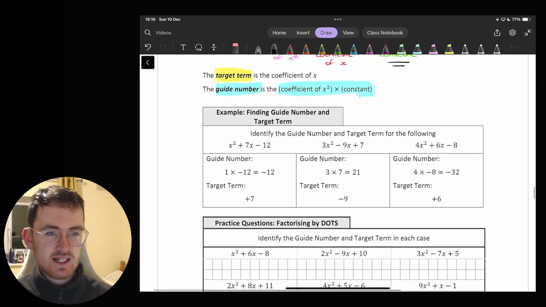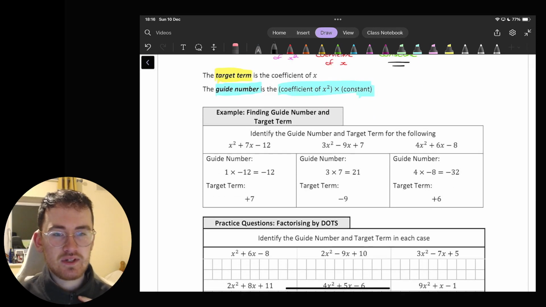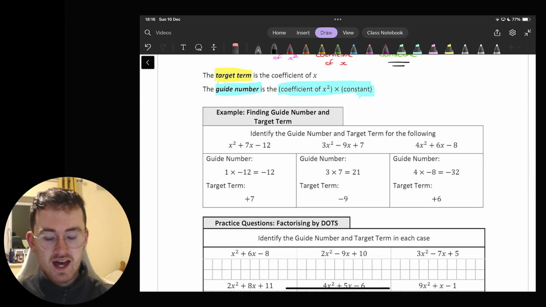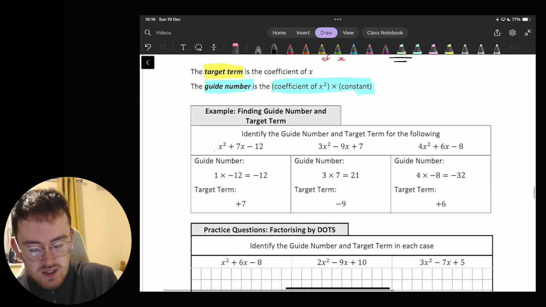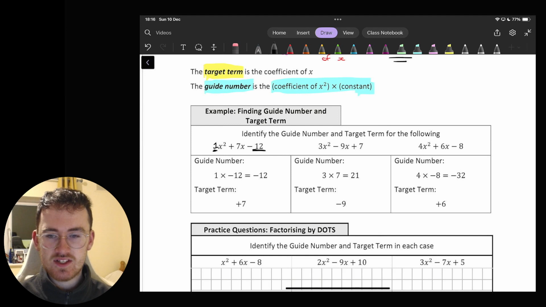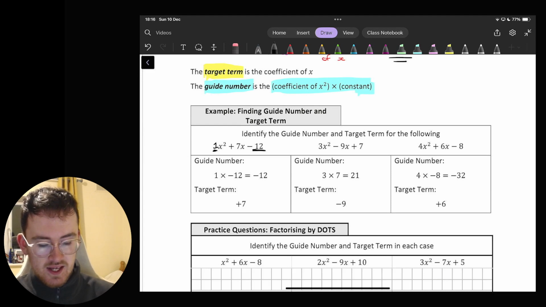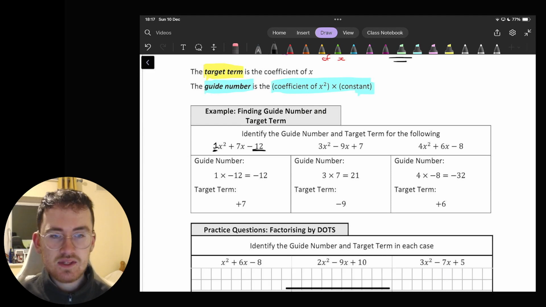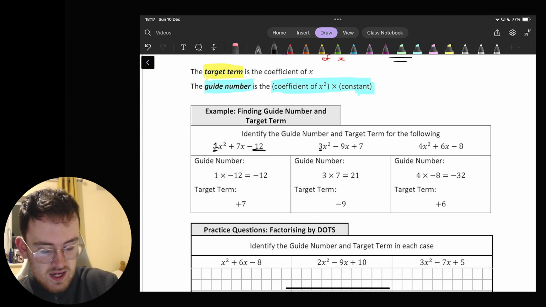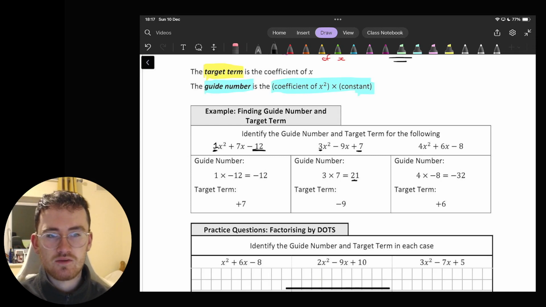So looking quickly, if we just talk through a few of these examples here. Identify the guide number and the target term. In the first one here, the guide number is the coefficient of x squared multiplied by the constant. So that's 1. Remember, if there's no number in front of x squared, it's like having an invisible 1 there. So that's 1 multiplied by minus 12, which is just minus 12. My target term then is the middle number there, the 7. Same with the last one now. This time it's 3 multiplied by plus 7, giving me a plus 21, and the target term of minus 9.